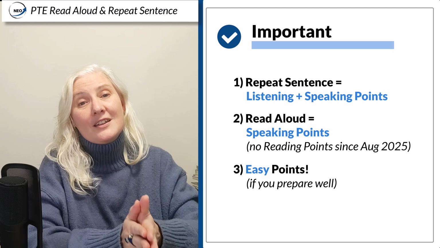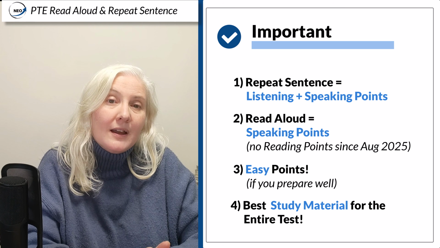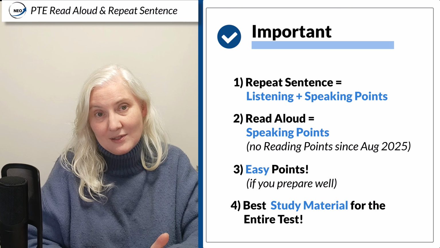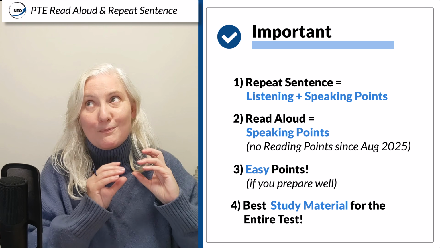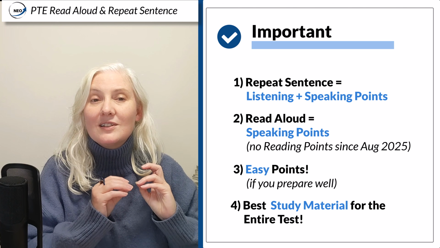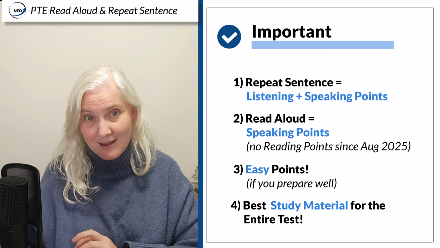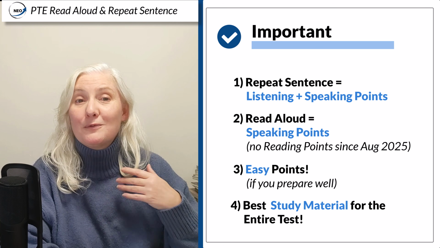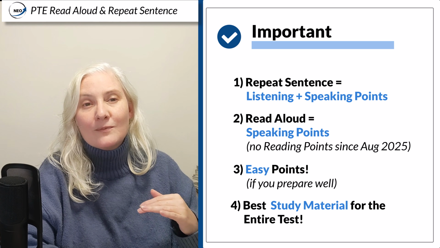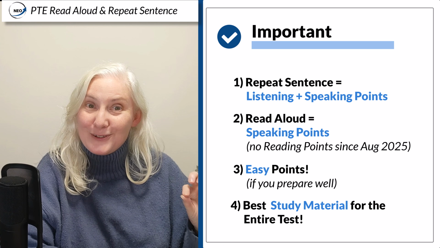The other thing about these two question types is that if you prepare well for them, then that is key to you getting a good score in the rest of the test. It's perfect study material. Using read aloud and repeat sentence questions is absolutely perfect study material for the rest of the PTE exam. So as we go on with today's lesson, I want to show you the correct way to use them for that purpose, as well as helping you get a good score in those particular two question types.